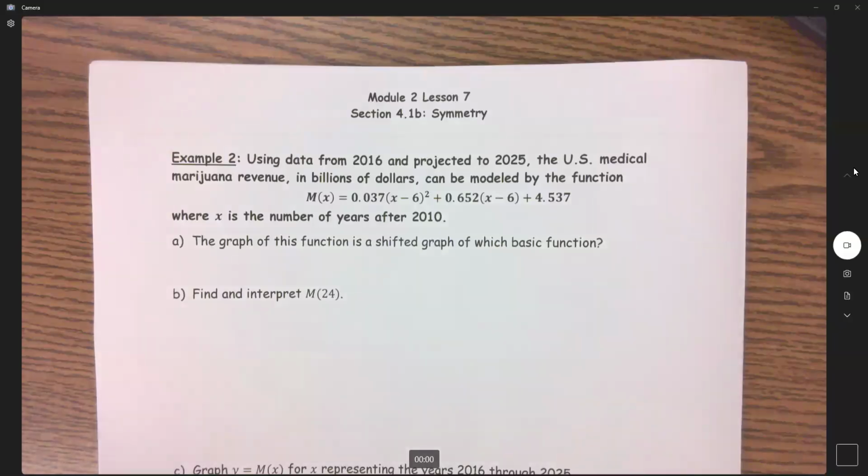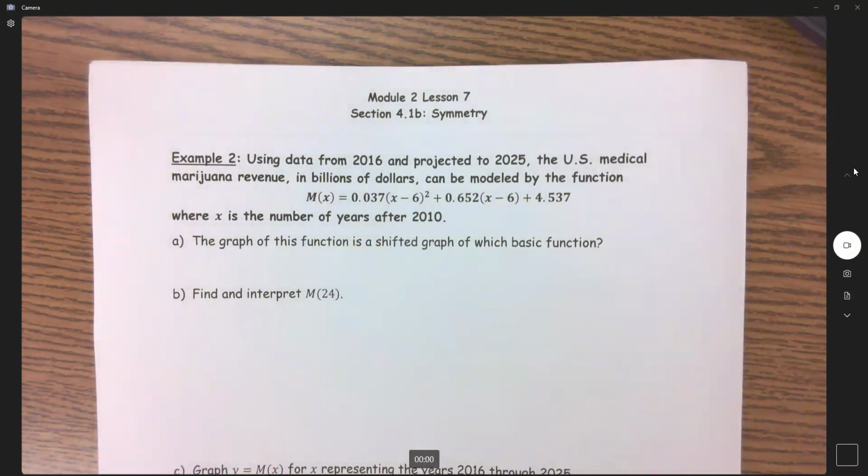Example 1, in my opinion, is really the entire lesson, but example 2 and 3 in your notes are application problems that you're going to see in your homework that honestly kind of have nothing to do with symmetry, and these actually have more to do with previous lessons. So you do have the information to solve these, but it's not really quite pertaining to lesson 7 material. But anyways, here we go.